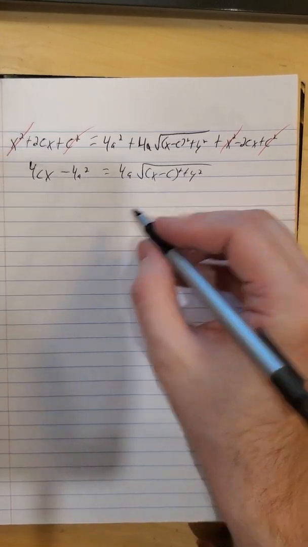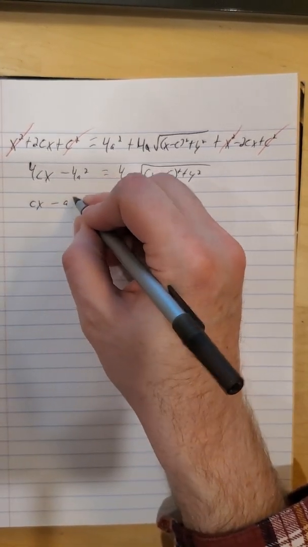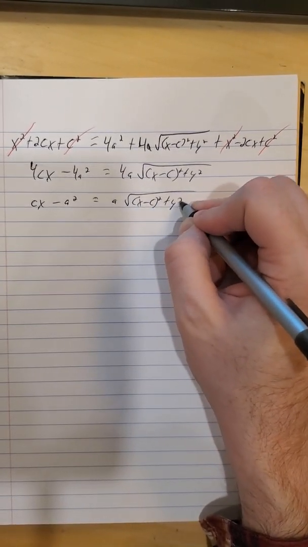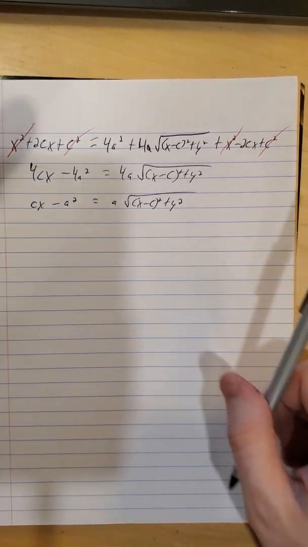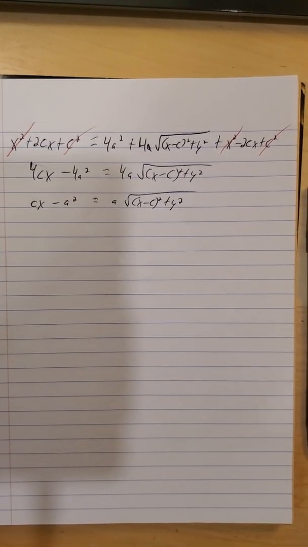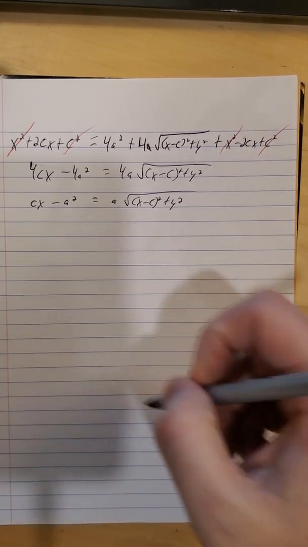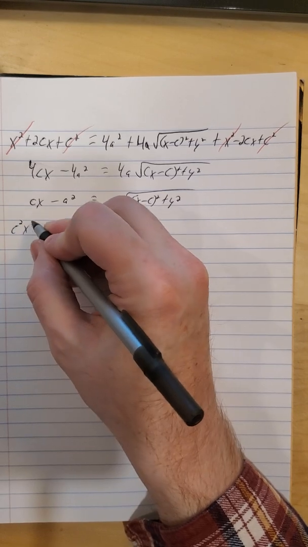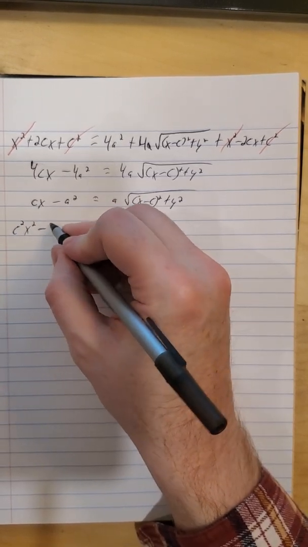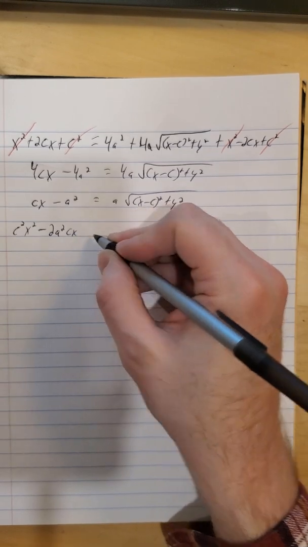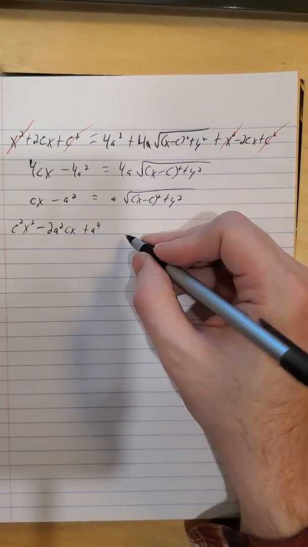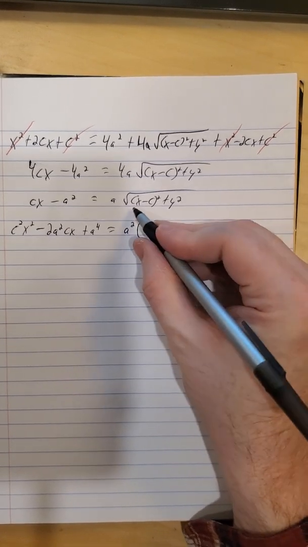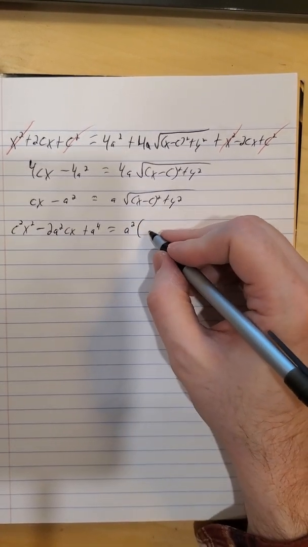Notice we can divide both sides through by 4 and get cx minus a squared is a times our square root. Okay, so we can now square both sides again. Squaring the left side, we get c squared x squared minus 2a squared cx plus a to the fourth. Squaring the right-hand side, a by a is a squared, and then we get rid of our square root.